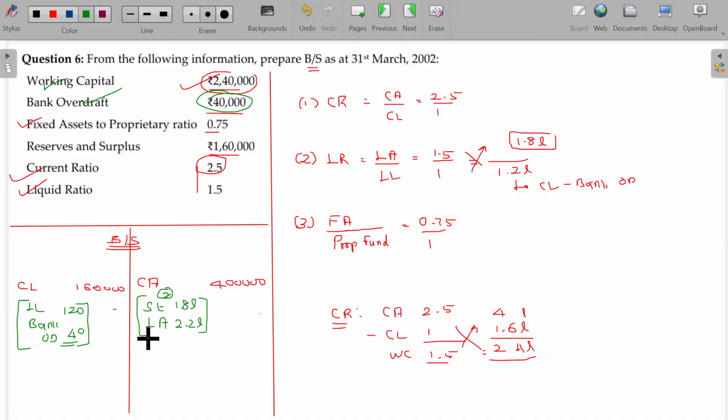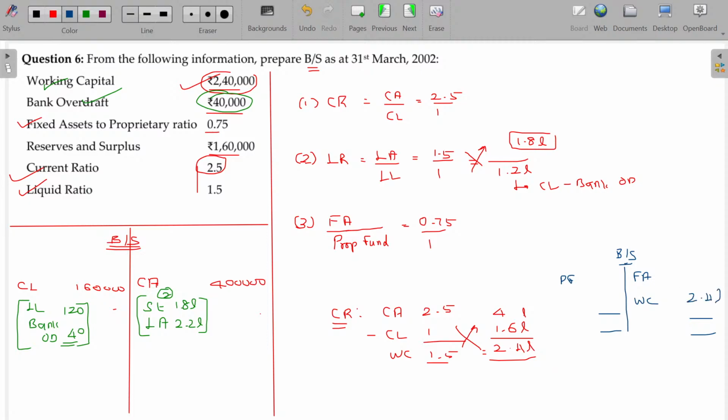Now, one more thing. Fixed assets and proprietary fund. The difference between fixed assets and proprietary fund is the working capital. In your balance sheet, fixed assets, working capital, proprietary fund. This is a simple formula, you can keep this in your mind. Okay, so here working capital being 2,40,000, 2.4 lakhs.